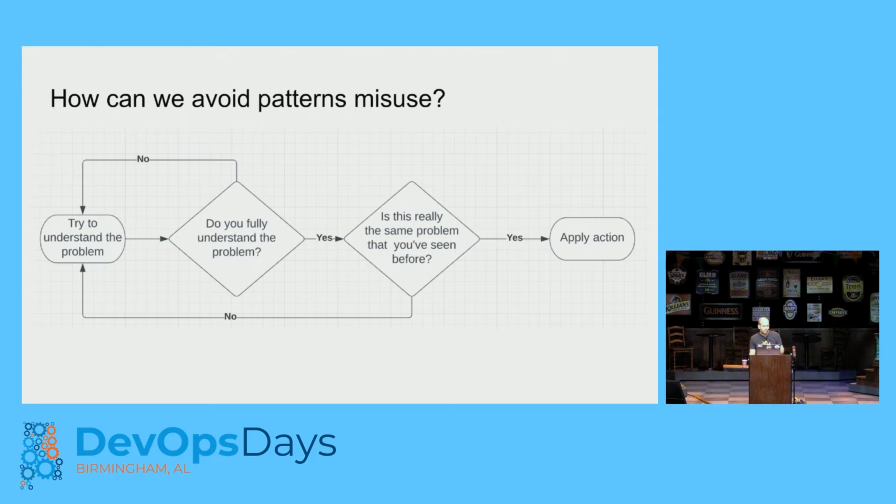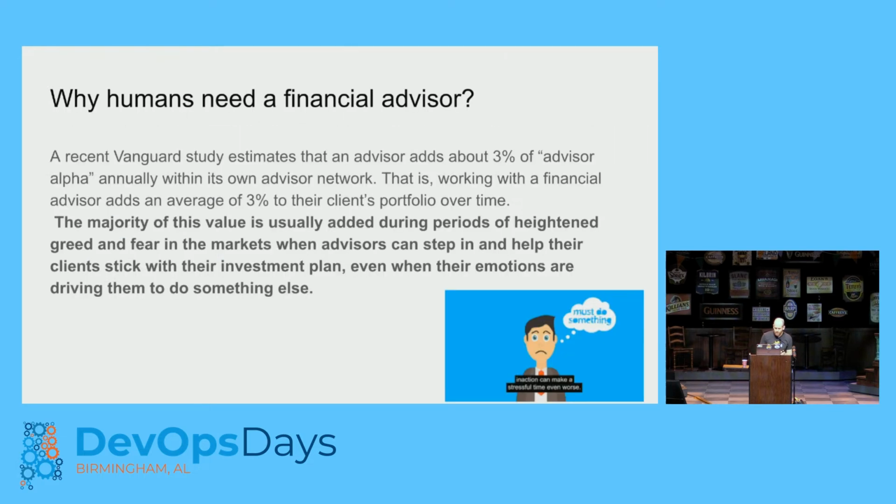Kyler from Fetch did a very good talk about that yesterday. It's a very similar framework to what he was describing. But I want to concentrate on another point here. So why do humans need a financial advisor?